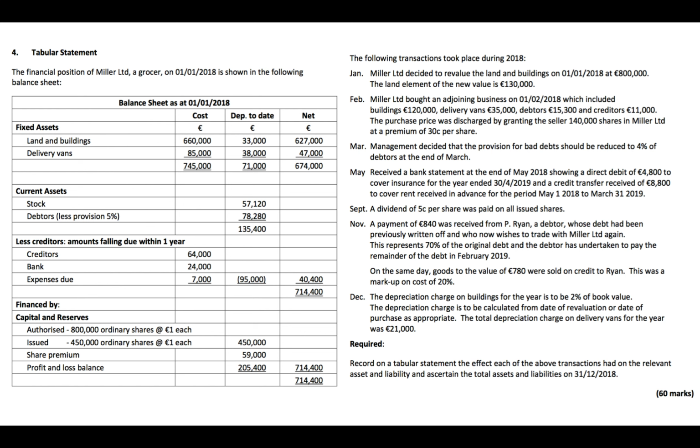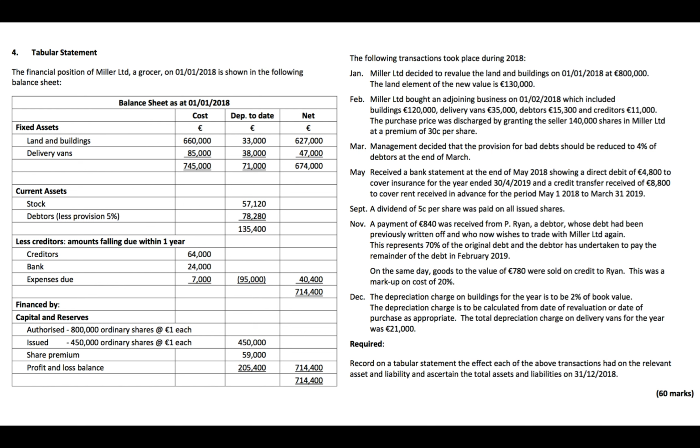So in January, Miller Limited decided to revalue the land and buildings on the 1st of the 1st, 2018 at €800,000. The land element of this new value is €130,000. Now at this point in time, I would like for you to underline the land element of this new value is €130,000 and draw a line down from that to December. So December's workings, it's asking you to do depreciation, so it'll be important that you remember that there's land included in the cost there for land and buildings, so we need to take the land away when we are depreciating the buildings.